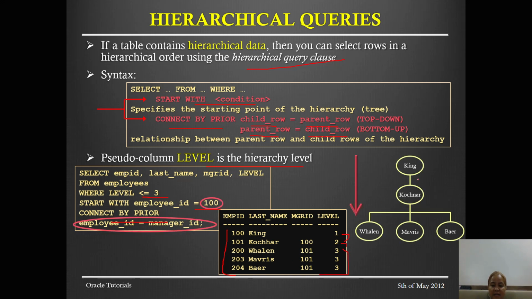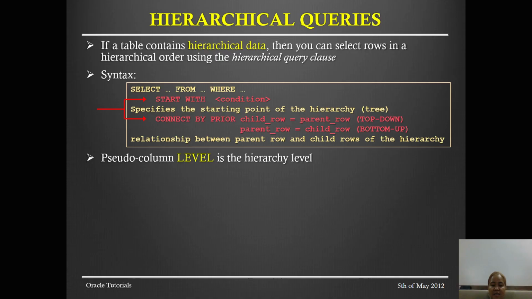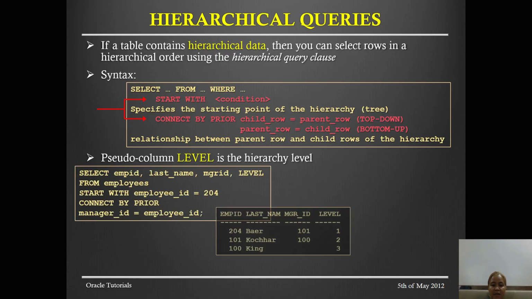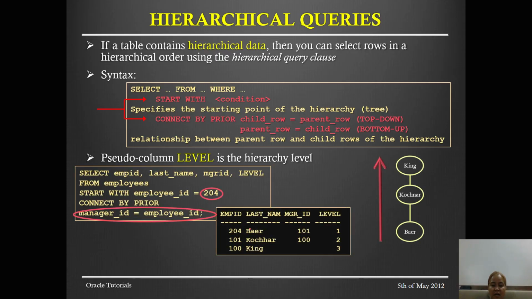So, hierarchy natin, si King yung pinakamataas. Si Connor, then, magkakapareho lang si Wallen, si Marvis, and Bayer. Kaya siya ay ang tawag sa kanya ay hierarchy. So, ito naman yung ginamit kasi natin dito ay 204. Mag-start siya sa 204. Ito yung bottom to top naman yung sabi ko sa inyo kanina.